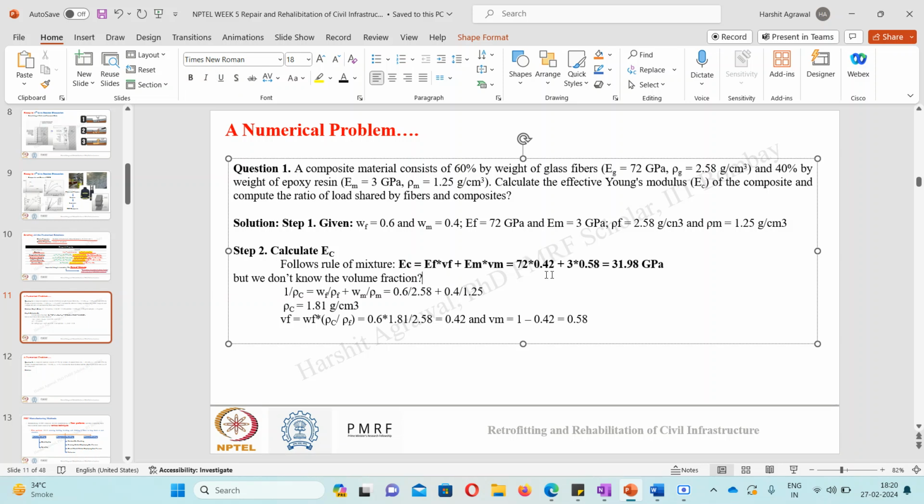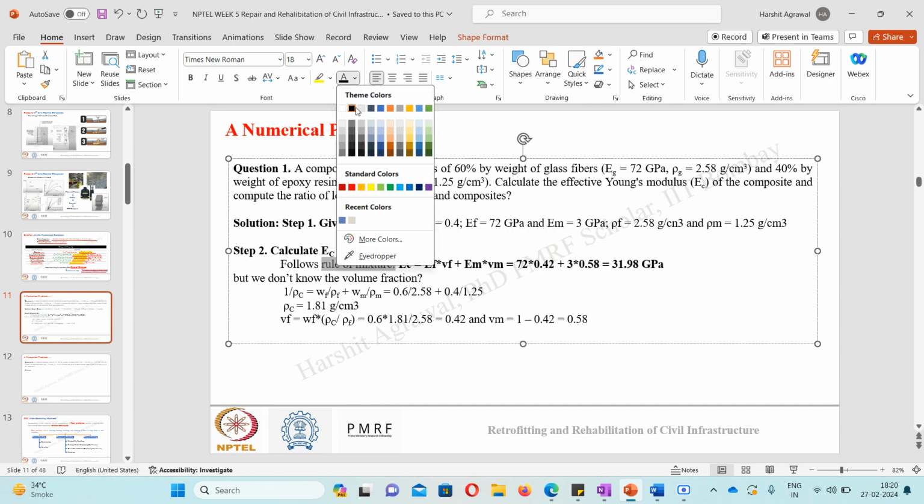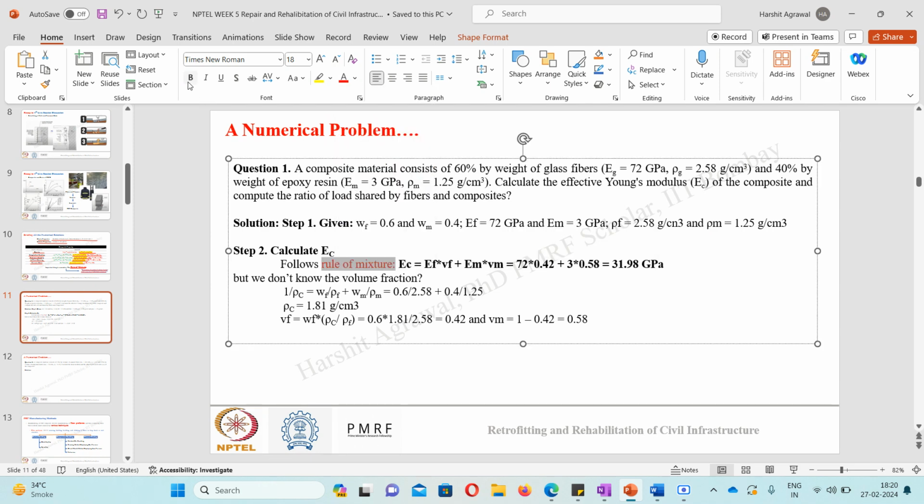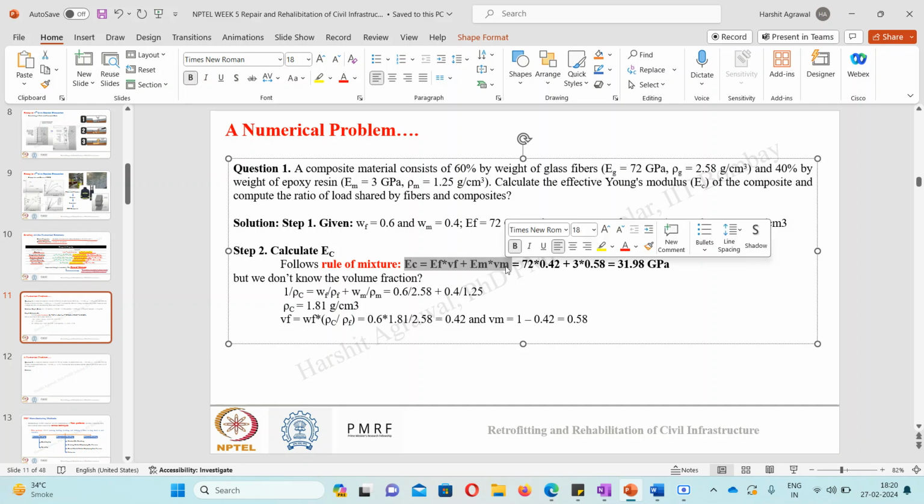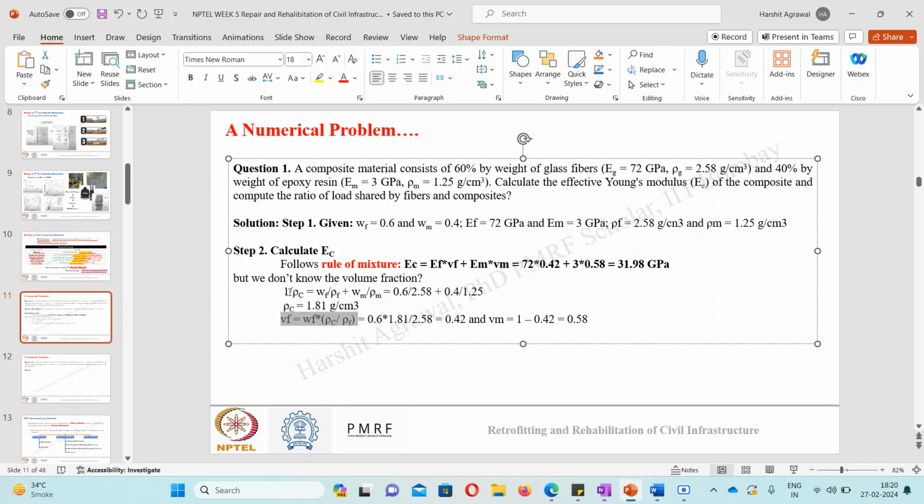So here the important thing was you need to remember the rule of mixture, and you need to remember how you can convert weight fraction into volume fraction. If you remember these two relations, then you can solve any type of problem. Okay, now the second part of the question was to compute the ratio of load shared by fiber and composite.